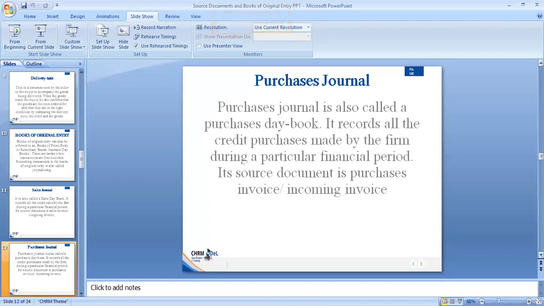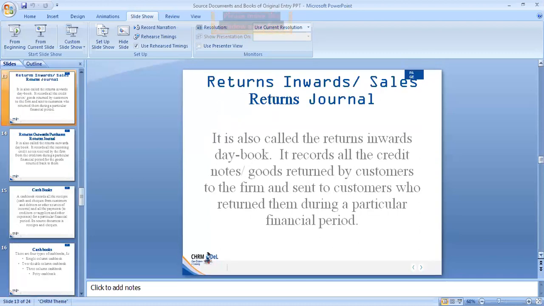The next type of journal is known as the return inwards, also known as the sales returns journal. This is a journal that is used to record items that were initially sold but have been returned back to the business by the customers. They were sold, but now they have been returned back to the business by the customer. That particular journal is known as the return inwards or the sales returns journal.